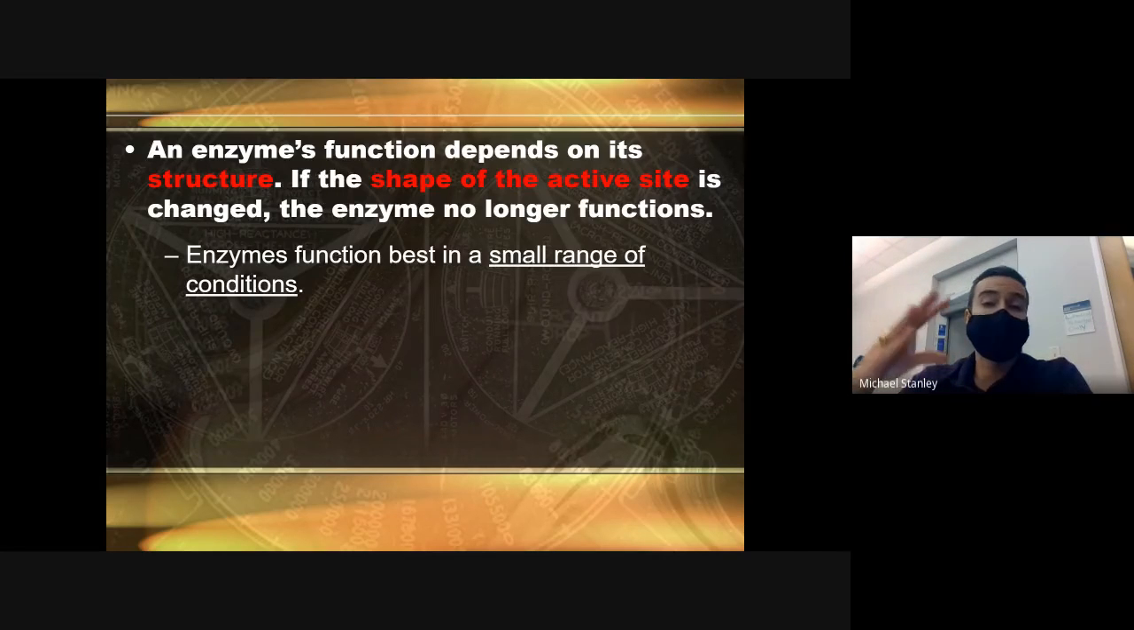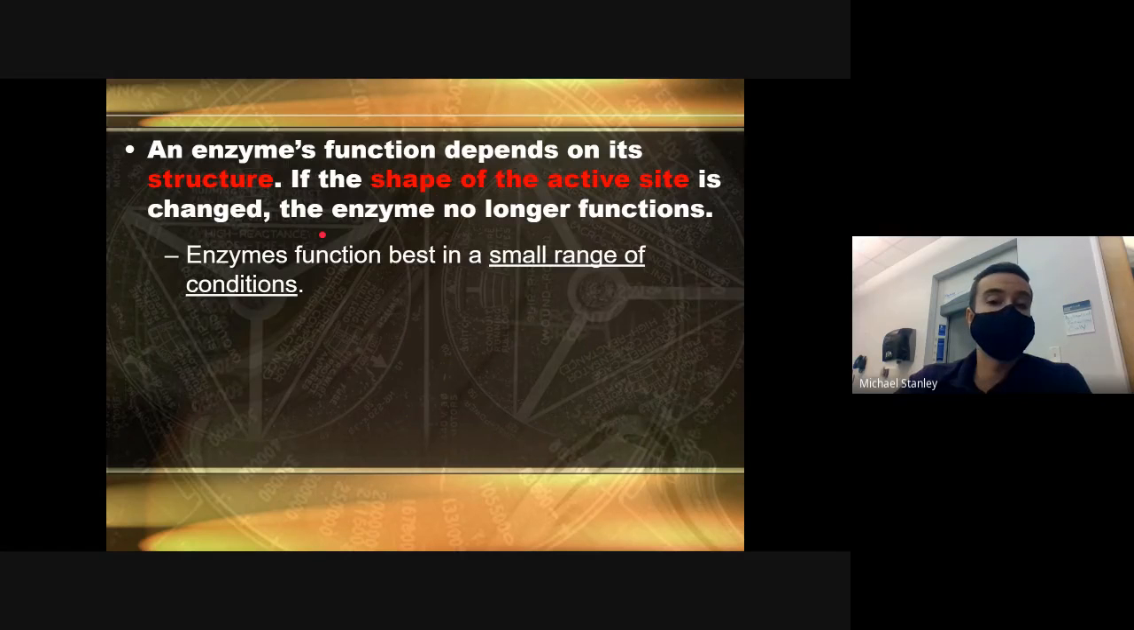If the wrong substrate comes in, then nothing's going to happen. If the right substrate comes in, but the enzyme got damaged somehow and its shape got shifted, then that substrate isn't going to fit the active site, and the enzyme won't be able to do the reaction that it's supposed to do. So it's really important for enzymes to have a very specific structure, a very specific form to them.